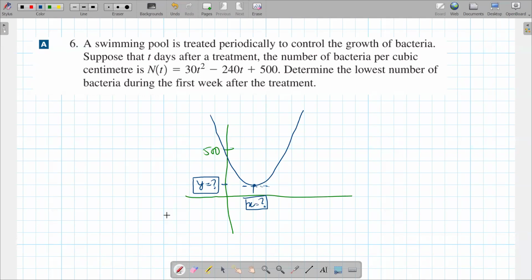Vertex of a quadratic. You find the x-intercepts, you find the middle of the x-intercepts, that'll give you the vertex. Okay? That's one way.